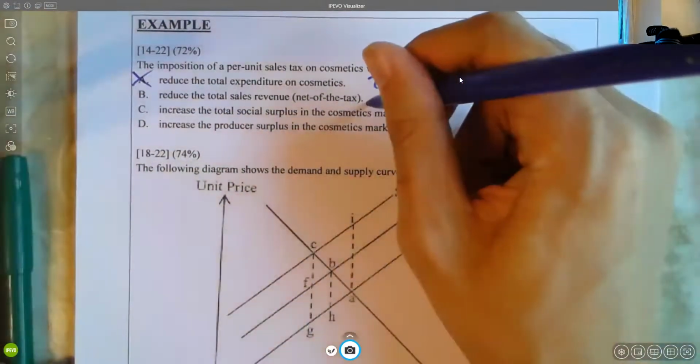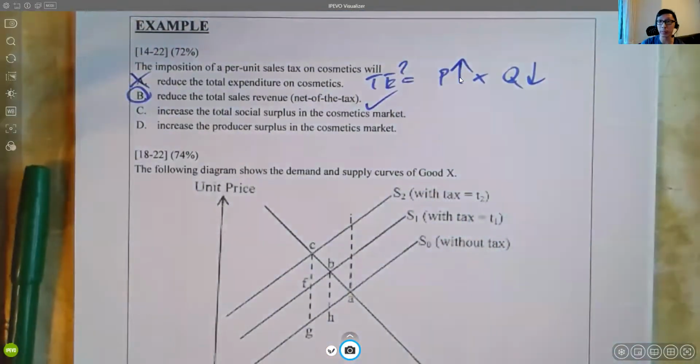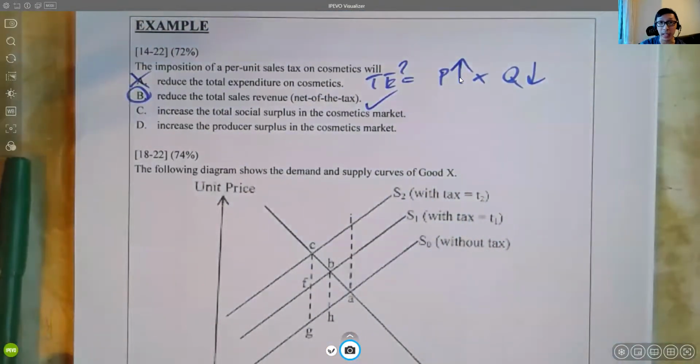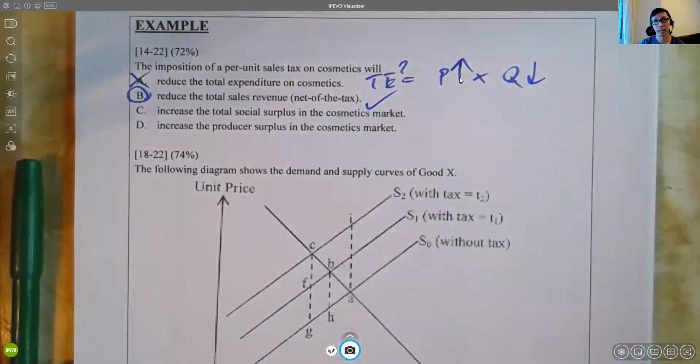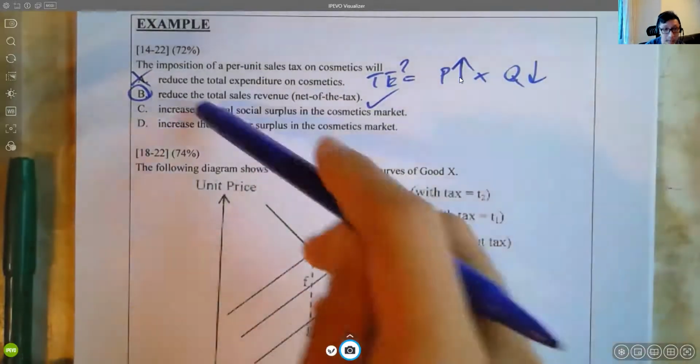Okay, reduce the total sales revenue after tax. Of course, 喂收稅啊，梗係令你收少咗錢㗎啦。The objective is that through tax you will earn less revenue. Therefore, you would make less. 係咪啊？一定係㗎，所以係 B 啦。Now, let's look at C and D.